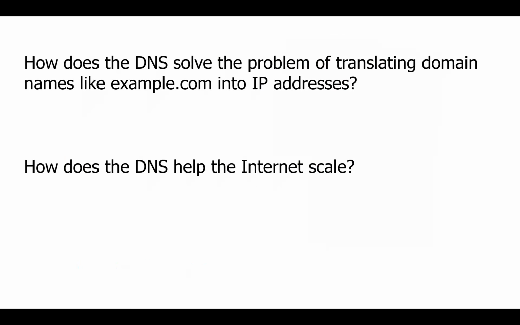So how does DNS solve the problem of translating domain names like example.com into IP addresses? Well, all they do, like I said, is hold onto a list, and when you ask them, hey, I'm trying to go to example.com, it says, you know what, I have an IP address for that, it's this. So then when the IP address changes, it is able to be changed in the domain name system.